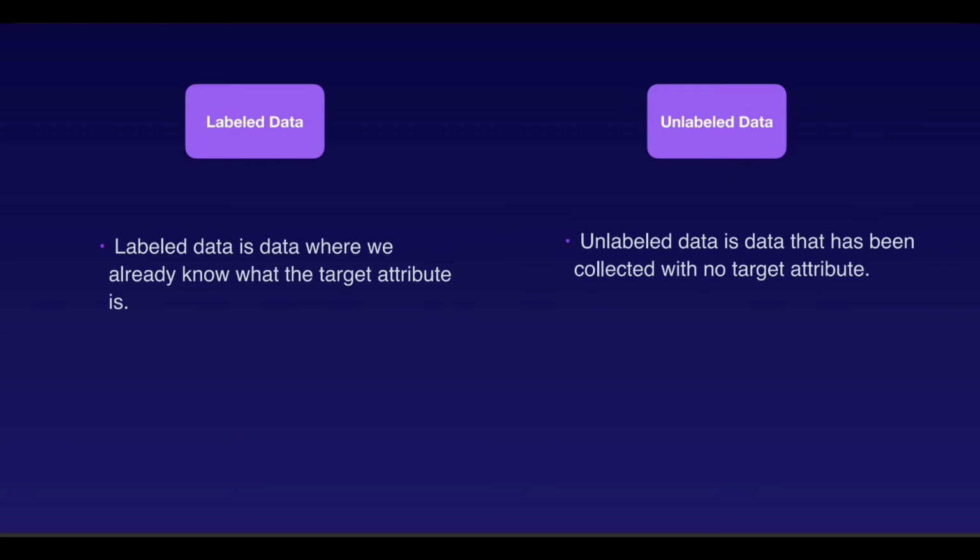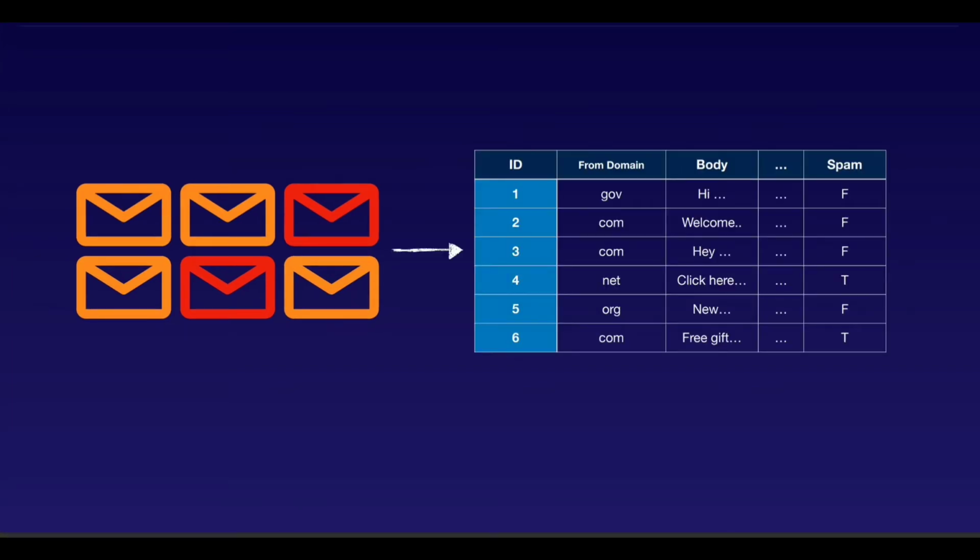So let's take a look at an example of some labeled data. For example, we have some emails and we are trying to determine whether these emails are spam or not spam. Now, we read all the content of the email and we find out that 2 of the 6 are spam emails, and we can translate these findings into a data set that looks something like this. We have information about the data set, for instance, the from domain, the body, what is actually contained within the email, some other attributes, and then whether it's spam or not spam.